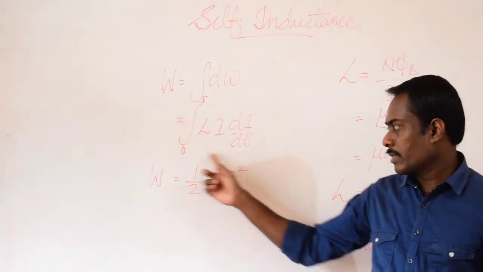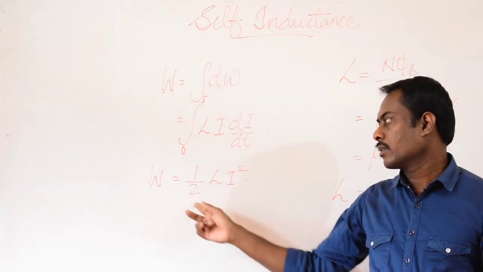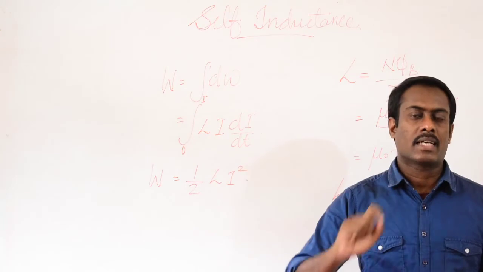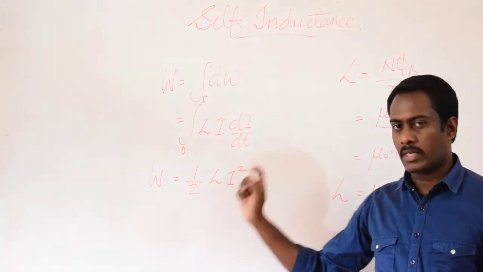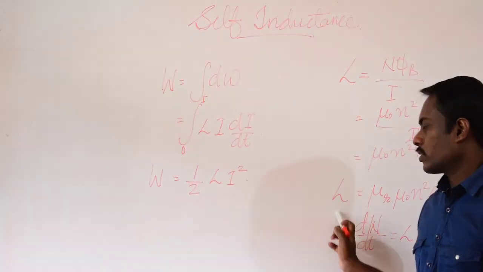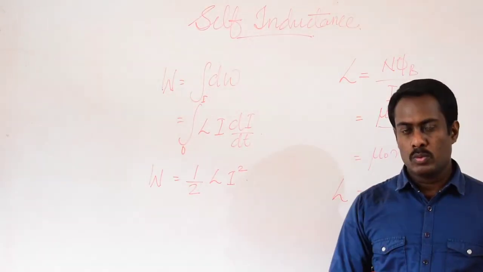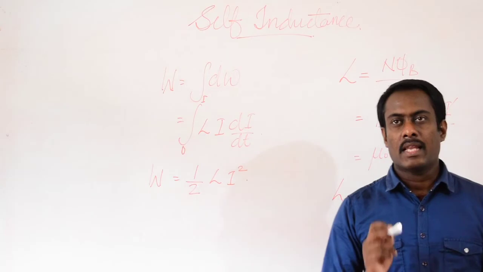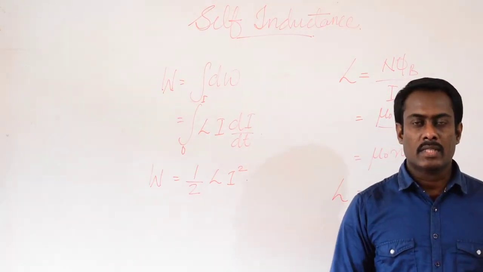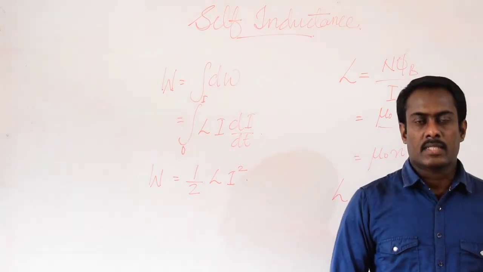This expression reminds us of the expression for kinetic energy, half m v square. This shows that the self-inductance L is analogous to mass M. L is the electrical inertia that opposes the growth and decay of current in a circuit.